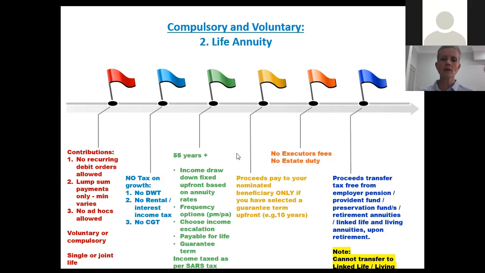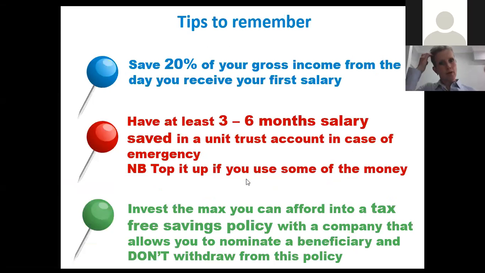There's no executor's fees or estate duty on this product, and it transfers again from any of the pre-retirement products and a living or linked life annuity. It cannot be transferred back to a linked life annuity ever again. So once you are in, you are in for life. You can't get out of this product. I think that's pretty much everything in terms of the product specific things I wanted to go through.